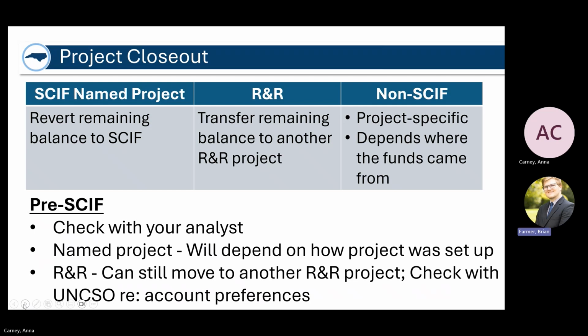For non-SCIF projects, it's really going to depend on where the funds came from. A lot of times that dictates what you can do with the remaining funds, and it's going to be a little project specific there. For pre-SCIF, you're going to check with your analyst. Again, named projects might depend on what budget bill named them and what that budget bill says can be done with leftover funds. And then R&R, again, still it's repair and renovation, so it can be moved to another project. You'll just check with your system office to make sure that you're using whatever accounts they prefer and making sure that you have a project lined up you can move those funds to.